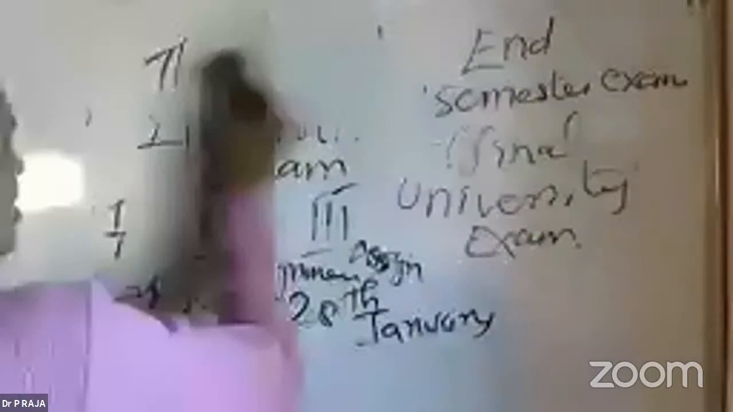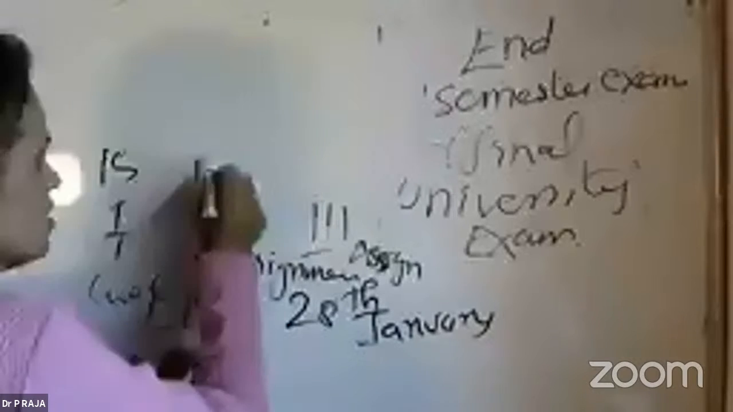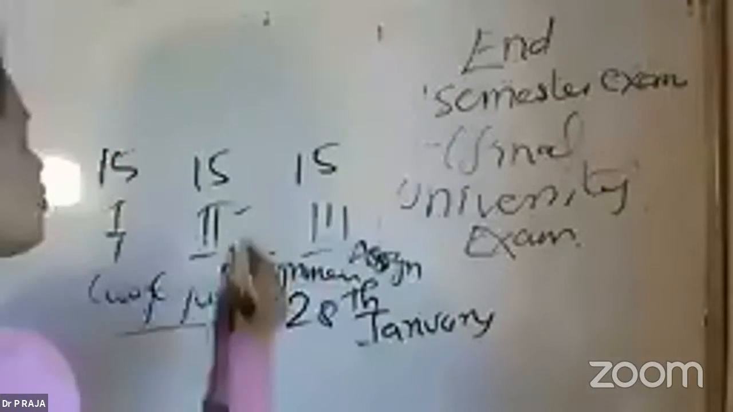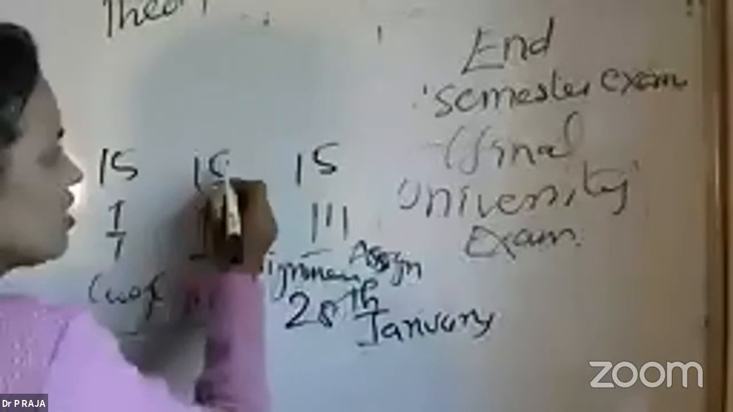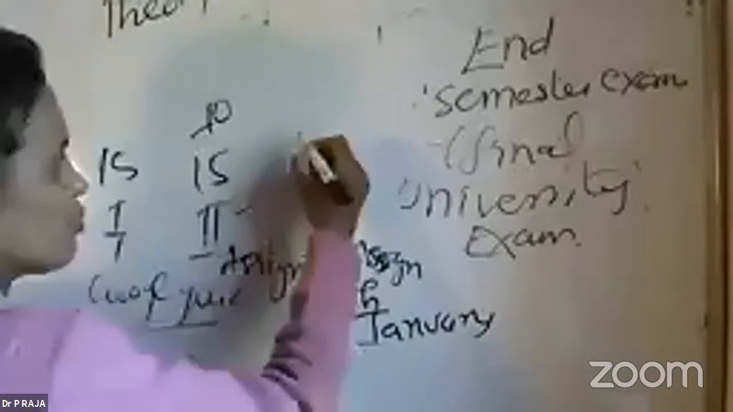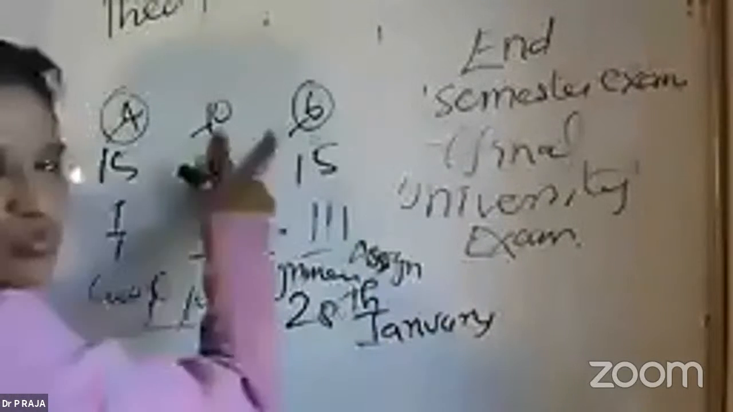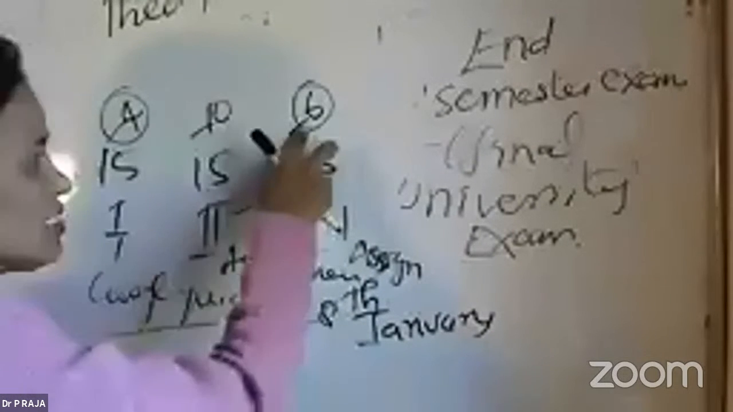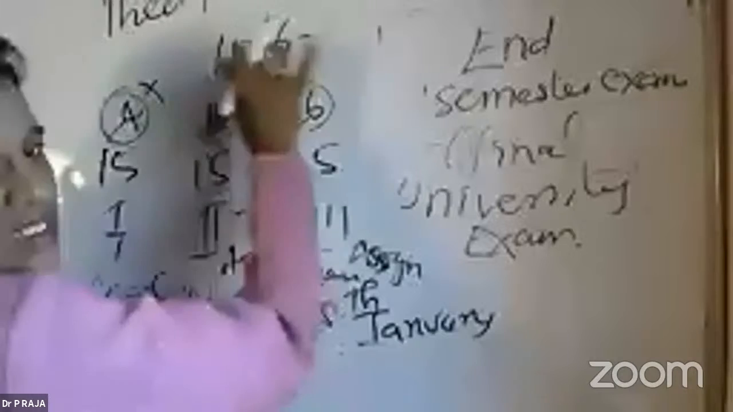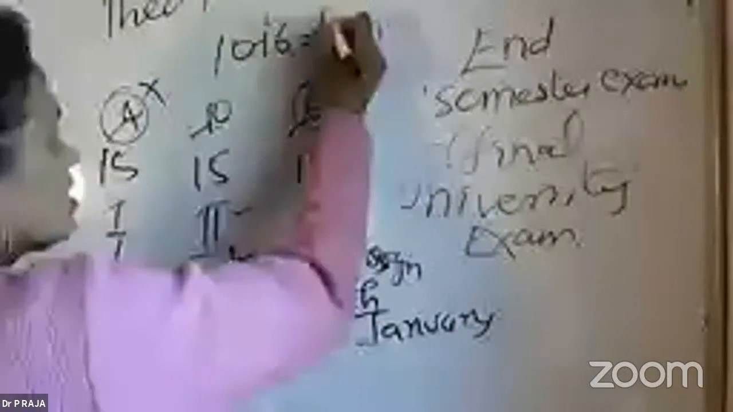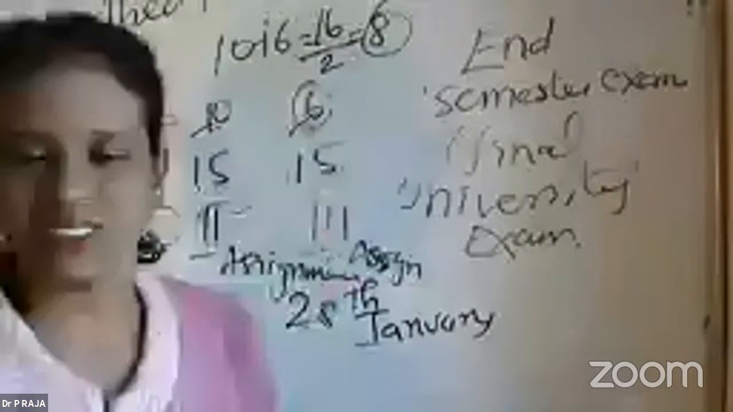Now similarly, this is all for 15 marks, 15 marks, 15 marks, right? So your theory will be already out of 15 marks. Suppose the student is getting 10 here, suppose the student is getting 6 marks, suppose the student is getting 4 marks here. We will choose the 2 best marks, 10 plus 6. That will be 16 divided by 2, 8. Their internal marks, 8, will be sent to the university.